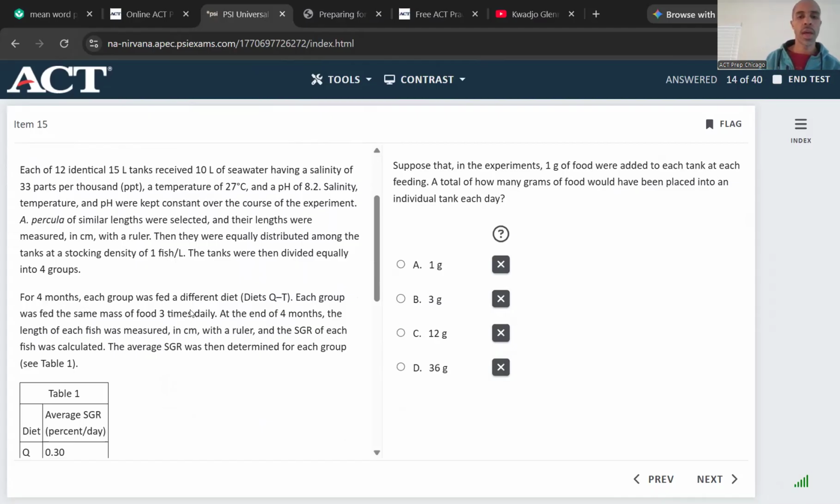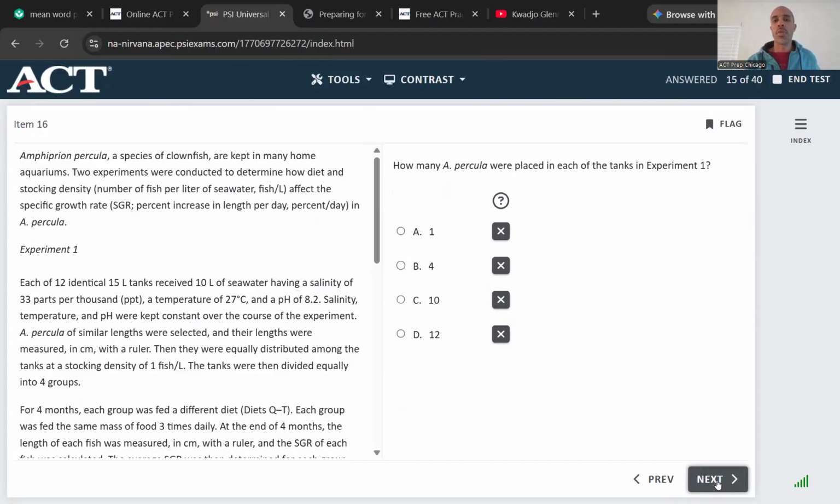Each group was fed a different diet, and each group was fed the same mass of food 3 times daily. So 3 times a day, and every time they ate, they got 1 gram of food. That's 3 grams of food added to each tank each day. A total of how many grams of food would have been placed into an individual tank each day? Each day it would have been three. Yeah. Because they were fed 3 times, and you put in 1 gram of food at each feeding.